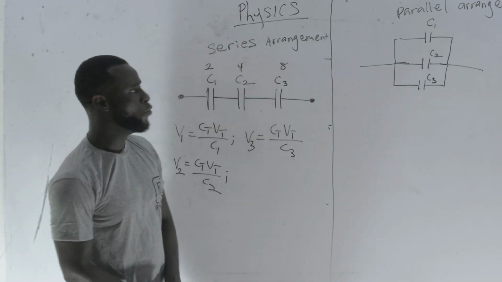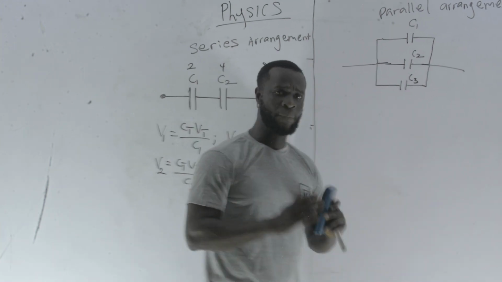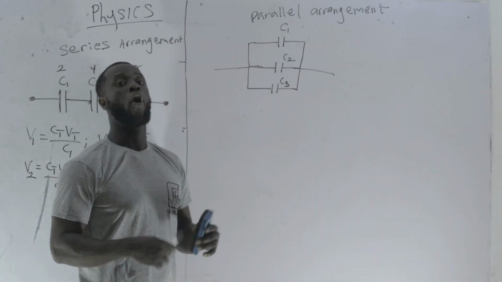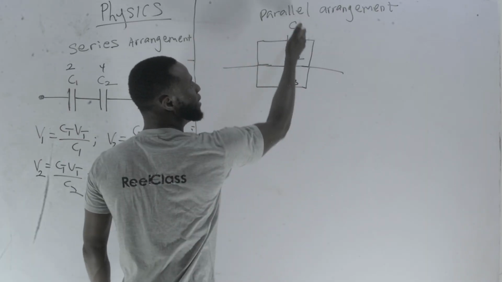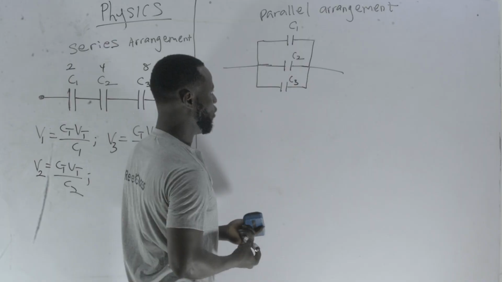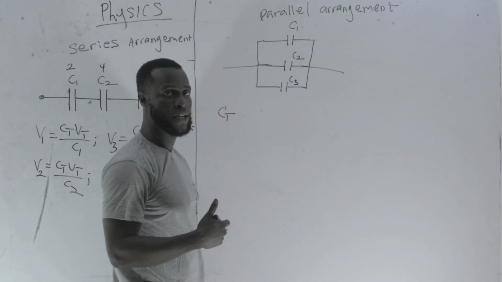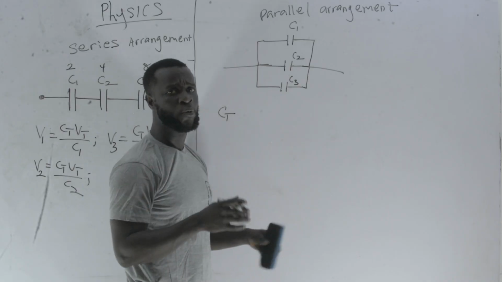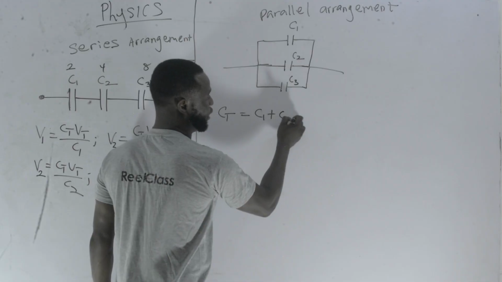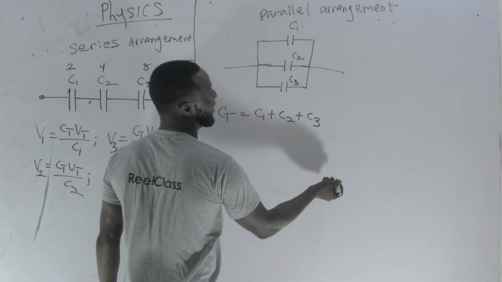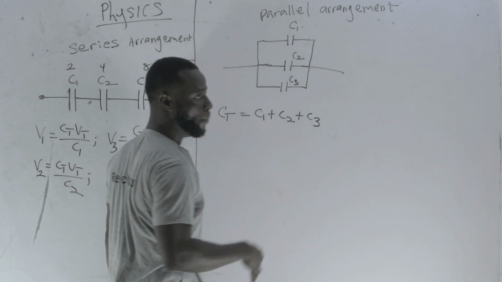Now let's move ahead to parallel arrangements. To get the equivalent capacitance in a parallel arrangement is extremely simple. All you need to do is add up everything. So in this case, I have C1, C2, and C3. I want to add them up. If I'm asked to find the total capacitance or the equivalent capacitance or the capacitance of the combination, depending on what language I want to use, just know that it's going to be equal to C1 plus C2 plus C3. I'm just adding. If there were to be 4 arranged in parallel, plus C4. So in parallel, you just add them up.